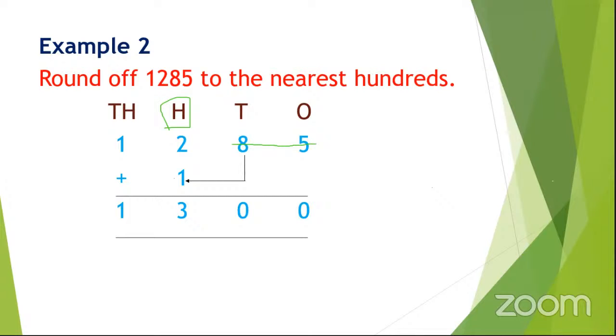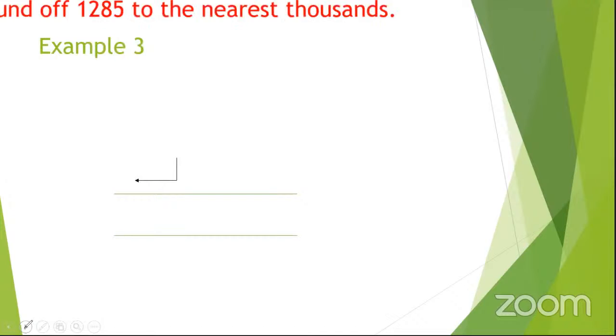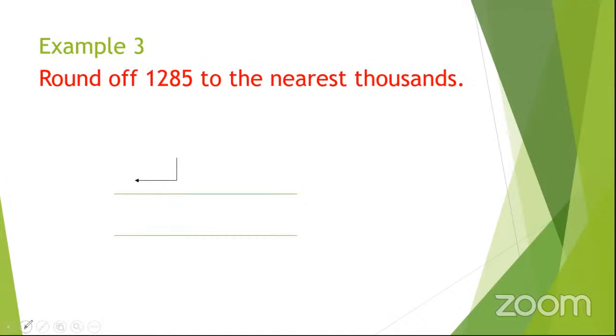Then let us see another example here. That is how we shall write it using that symbol. Don't strain with that big word, approximately equal to. You can summarize it with just that symbol there. That is our example 3. Round off 1,285 to the nearest thousands.